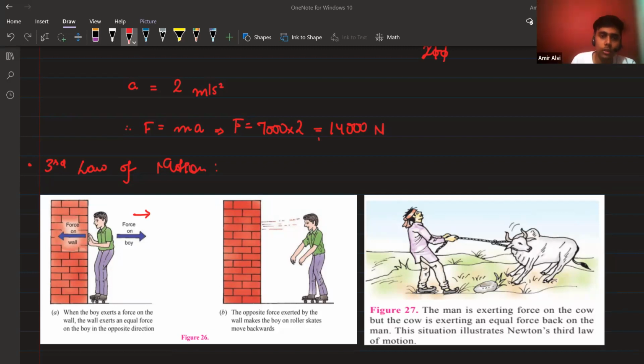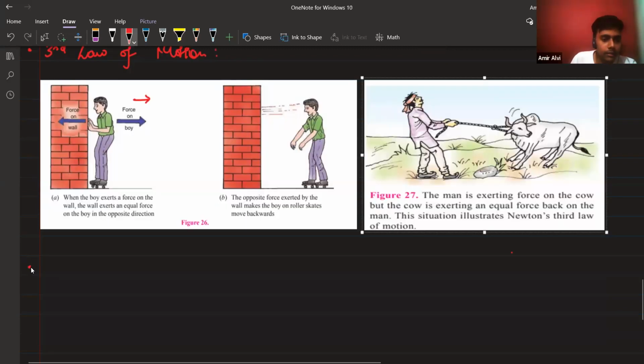Let me write down Newton's laws of motion. I've seen a very funny meme on this: if you slap somebody, you will also get a slap. That's the equal and opposite reaction. Clear?